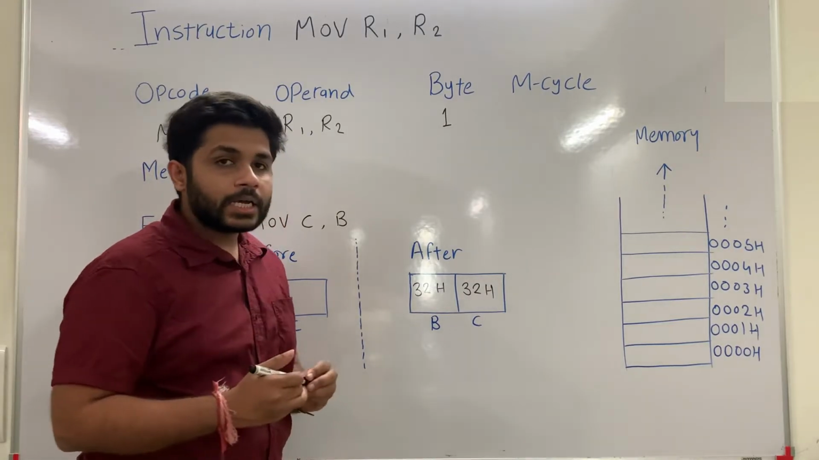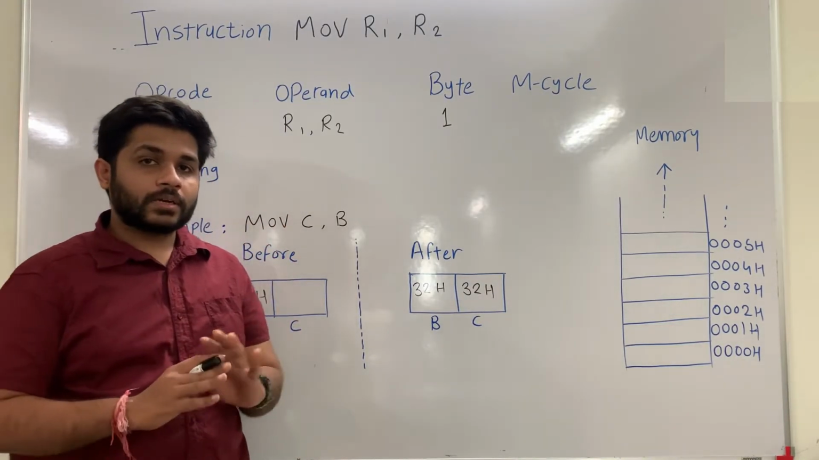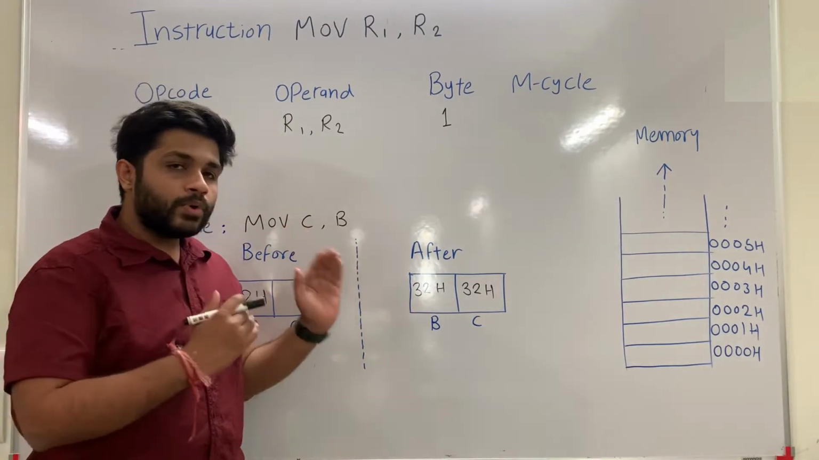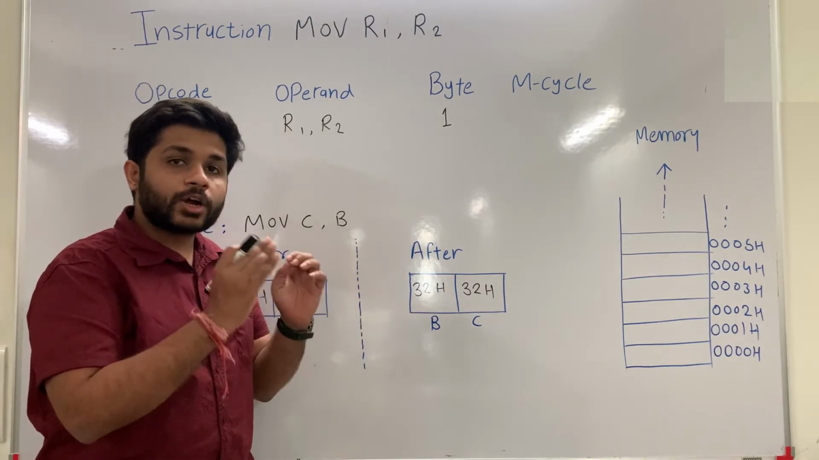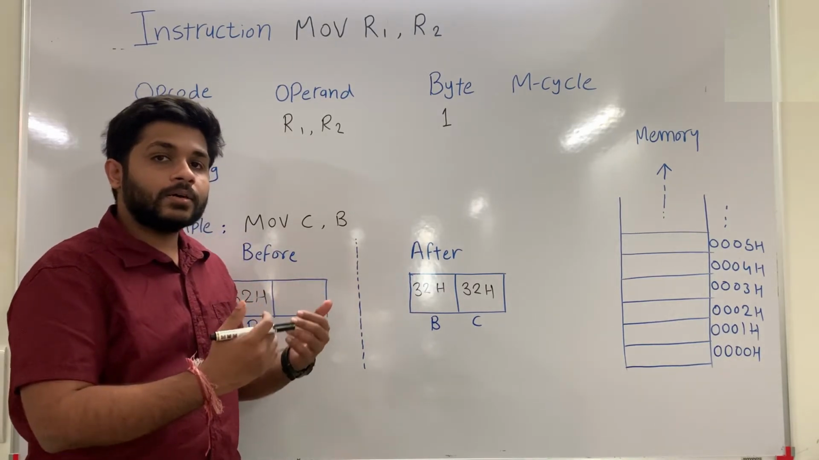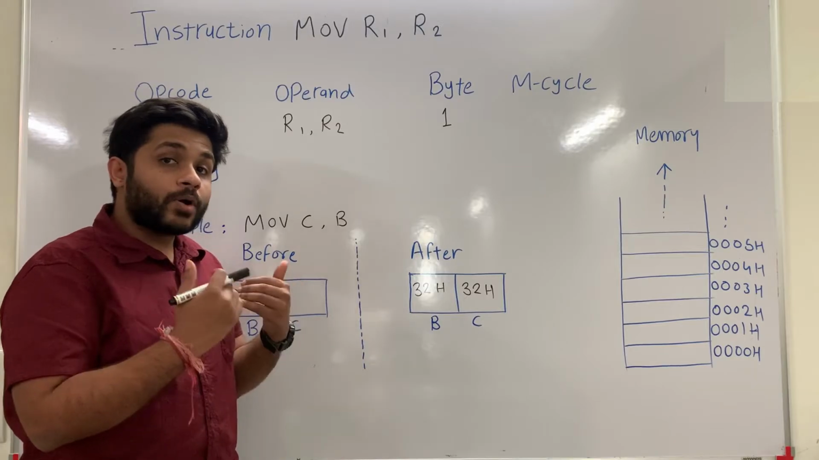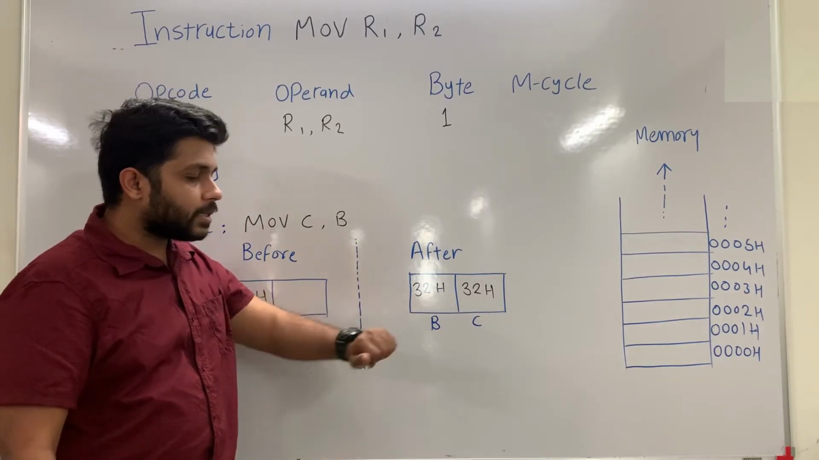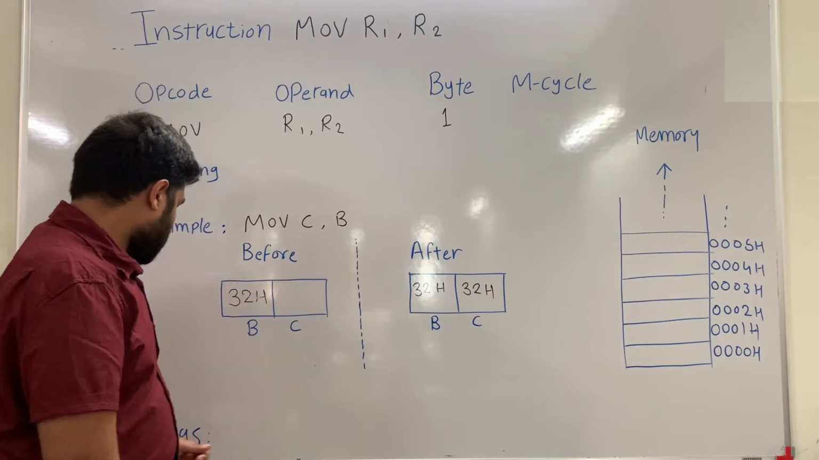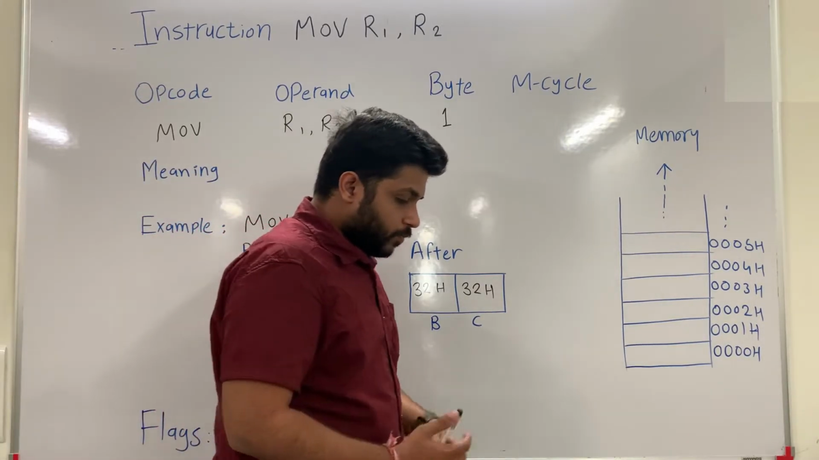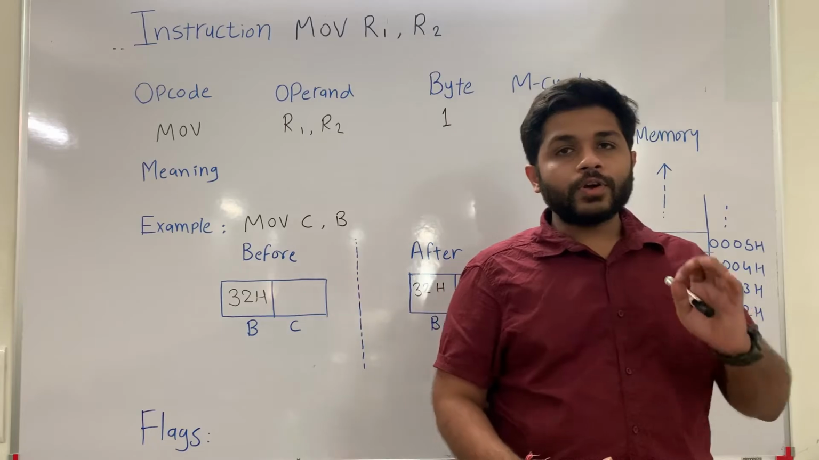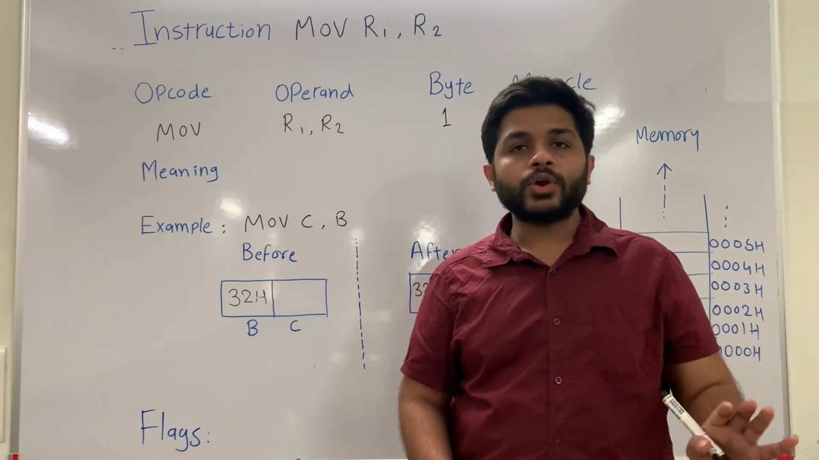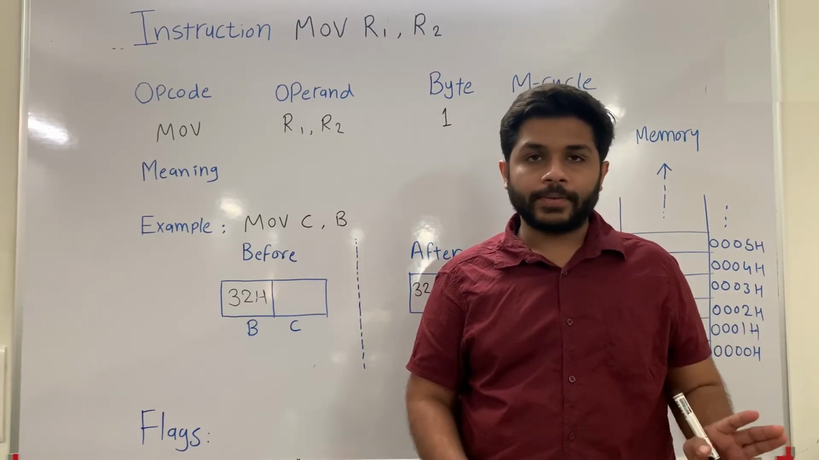Always remember, the data will be copied, it will not be cut. So data will be moved from one place to another, but the copy will remain at the place from where the data is moved. So in register B, the data is still present. Now, which flags will be affected? For any data transfer instruction, no flags will be affected.